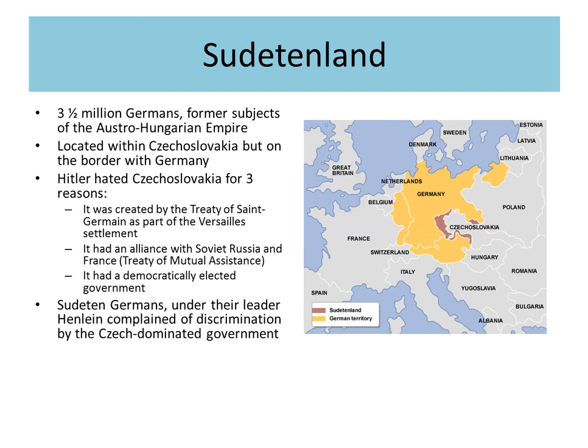Hitler hated this for three reasons. Number one, it's part of the overall Versailles settlements. Number two, Czechoslovakia had an alliance with Soviet Russia and France, part of the Treaty of Mutual Assistance, and it had a democratically elected government, which is something he despised. Not only that, Sudeten Germans living in that region, numbering about 3.5 million, complained of discrimination by the Czech-dominated government. And Hitler's great overall idea, the concept of creating a Gross Deutschland, or unifying all Germans, bringing all Germans into the German Reich, was compromised by the very existence of the Sudetenland.